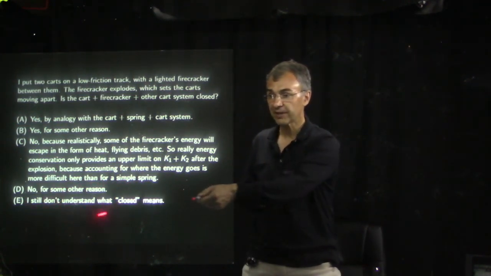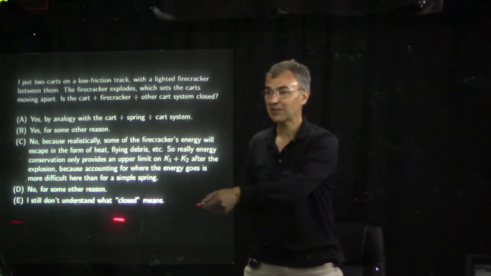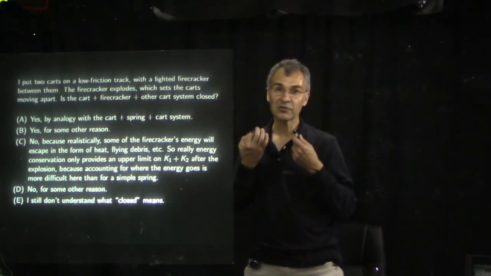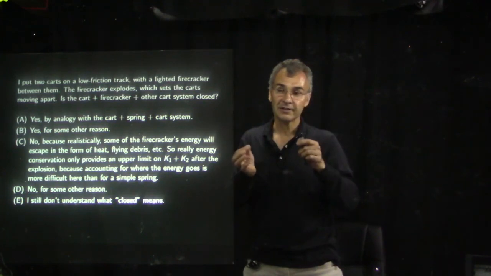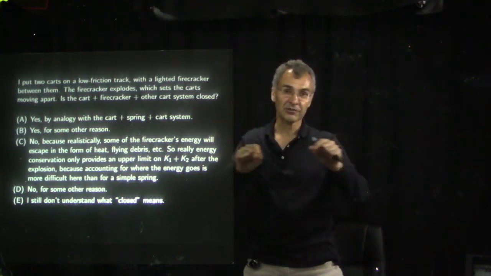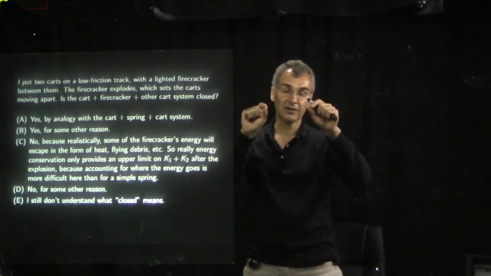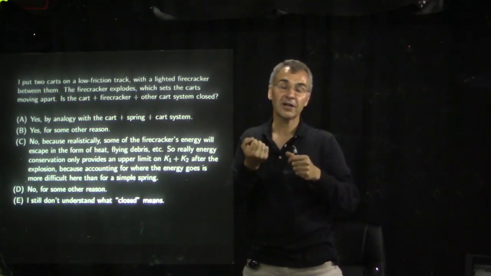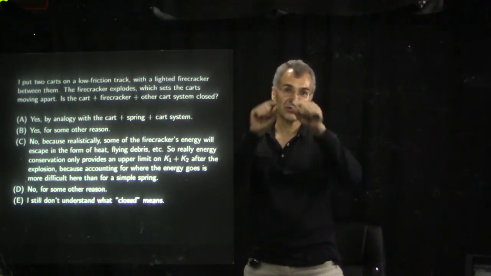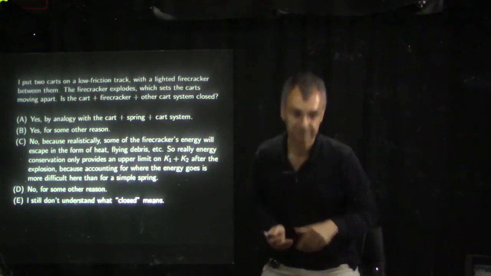I hope you understand or are starting to understand what closed means now. But you see, a system is closed if we can draw a boundary around the system, and that says no non-negligible energy goes in or out of that system when we draw the appropriate boundary around it.